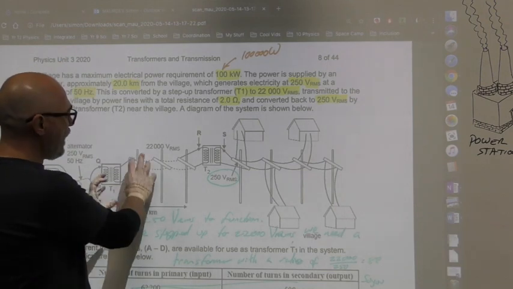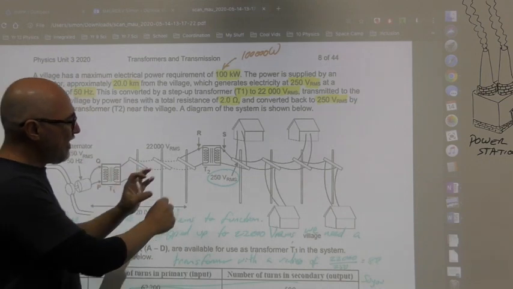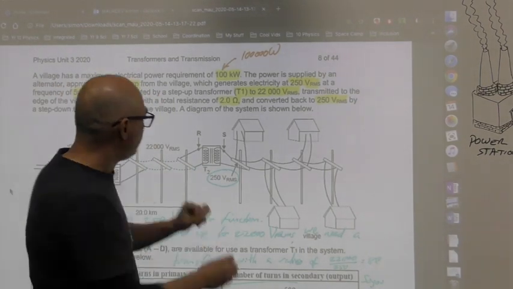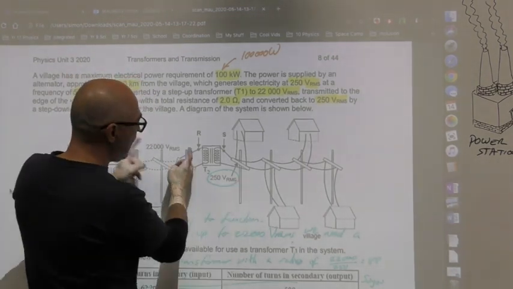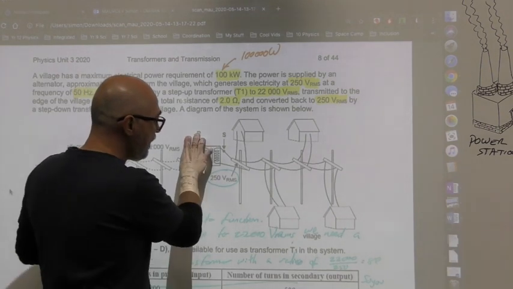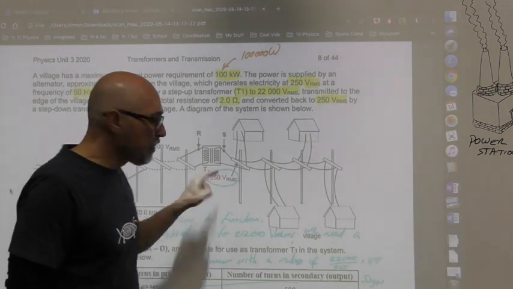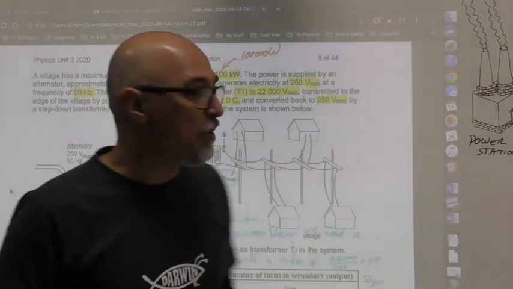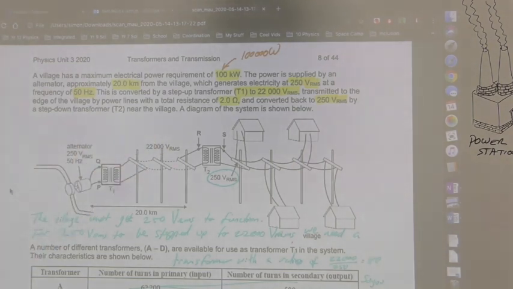So, 22,000 volts pours into these lines, okay? Then a little bit of it is lost. What's left, which is like 21,900, whatever, goes into the primary of the second transformer. Then there's a certain number of turns here to make sure that whatever got there comes out at 250 volts, because that's what the houses need. That is how you interpret what is going on here. The village must get 250 volts RMS to function.